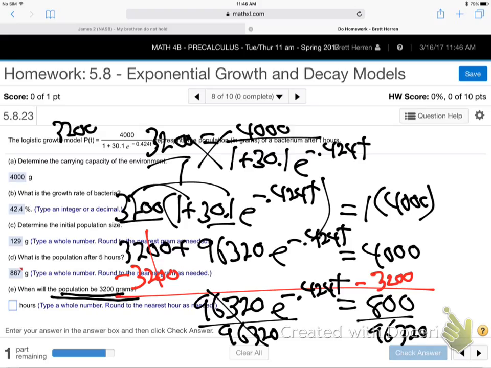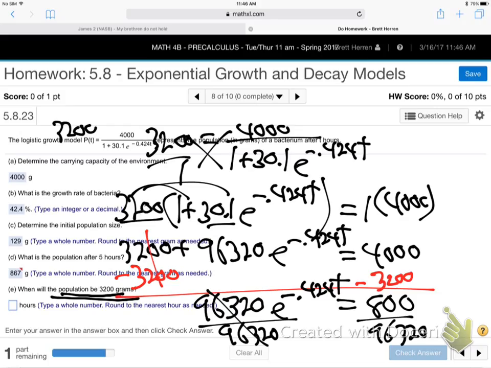Whenever you divide any fractions in the middle of a problem and it comes out a decimal that goes forever, then just go back and leave it as a fraction. Because you don't want to round, and if it goes forever, you'd have to round. You don't want to round in the middle of a problem. So just leave it as the fraction 800 over 96,320.